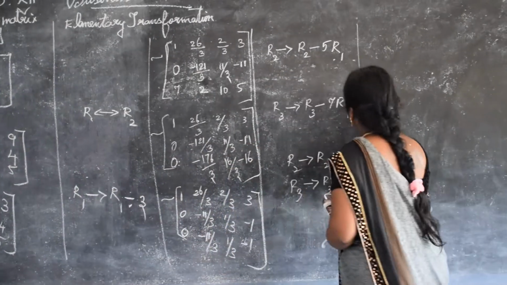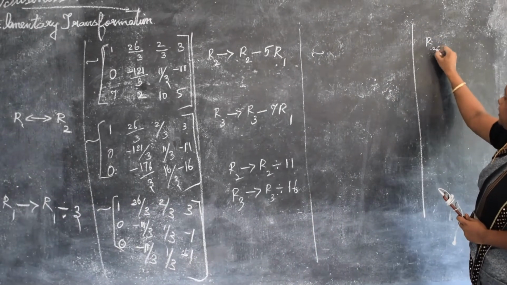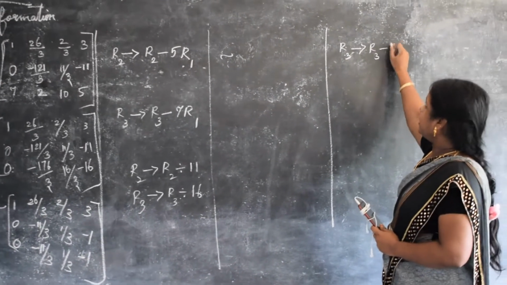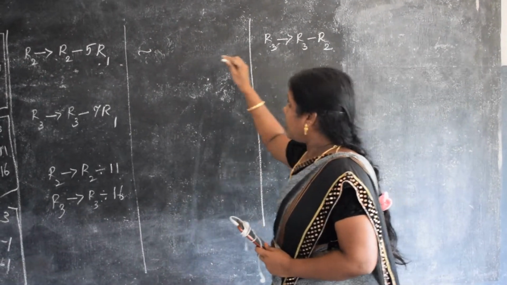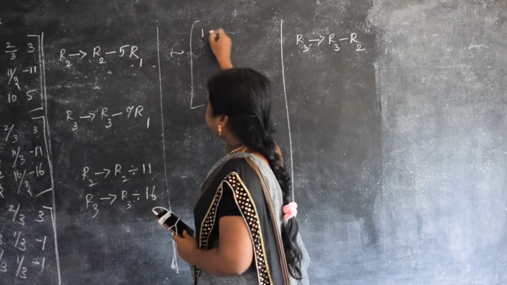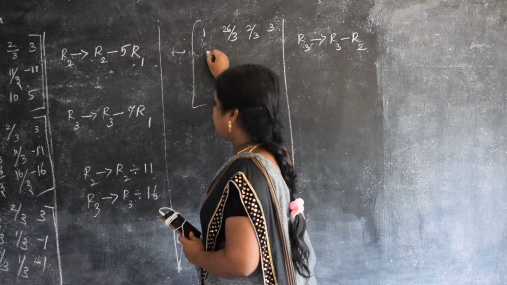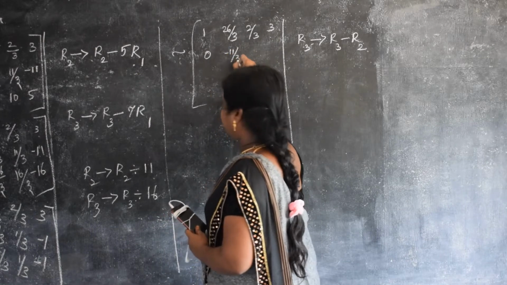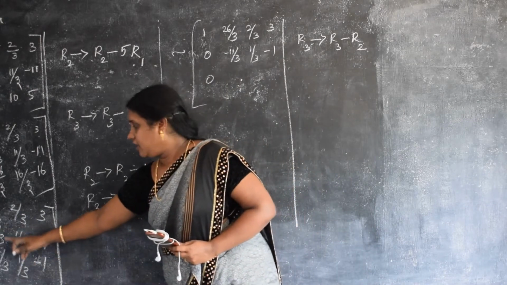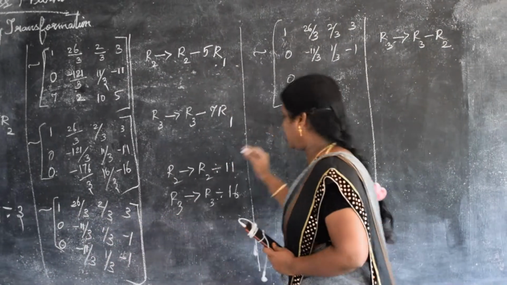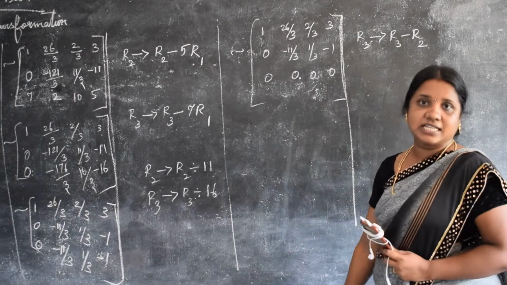So R3 is R3 minus R2. You have to subtract R2 from R3. 1, 26 by 3, write the first row as such: 3, 0, 0, minus 11 by 3, 1 by 3, minus 1, 0. Now you subtract this. If you change the sign, you will get 0. 0, 0, 0. Now at last our last matrix is in.